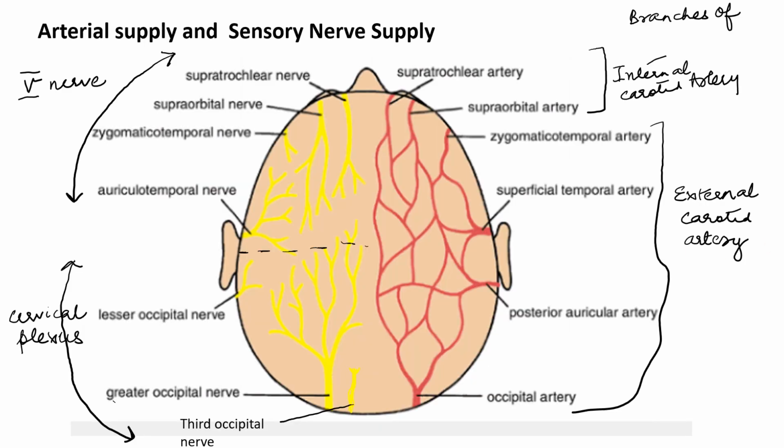And the third important one is a diagram depicting the blood supply and the nerve supply of the scalp.